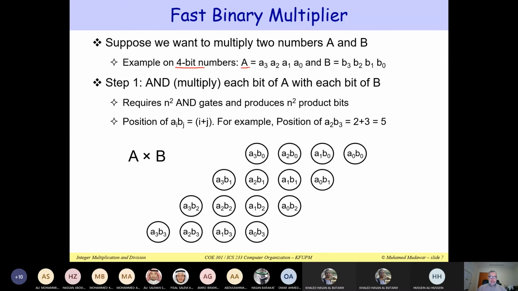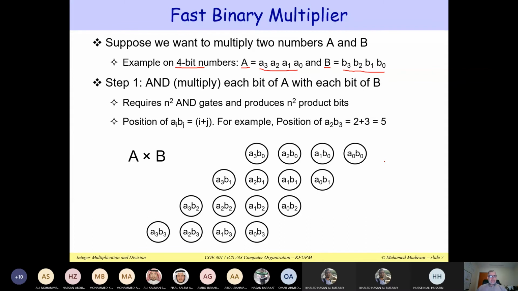This is A, it consists of 4 bits. And this is B, that also consists of 4 bits. For simplicity here, I'm going to assume that my numbers are unsigned, because in the case of signed, what you have to do is sign extension. We will not really do this.